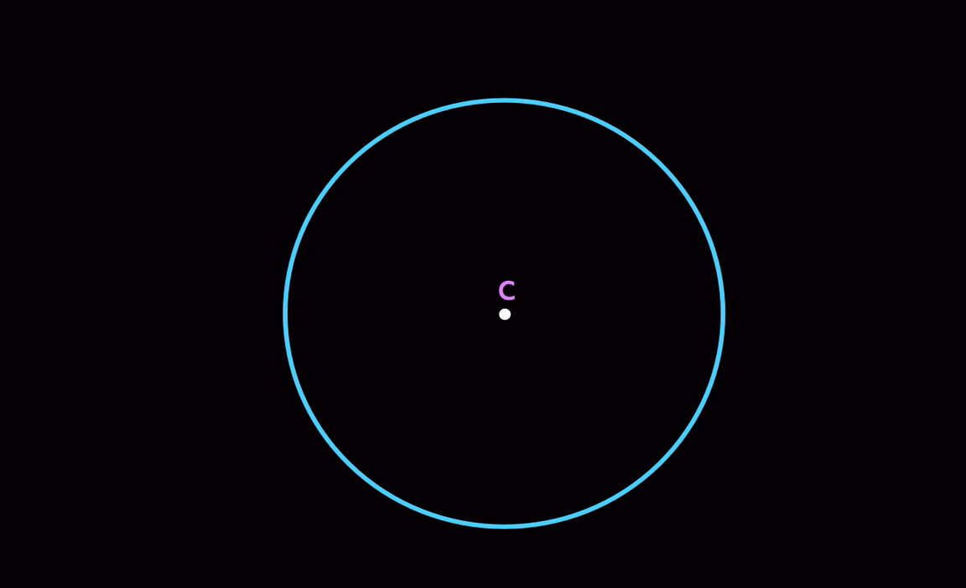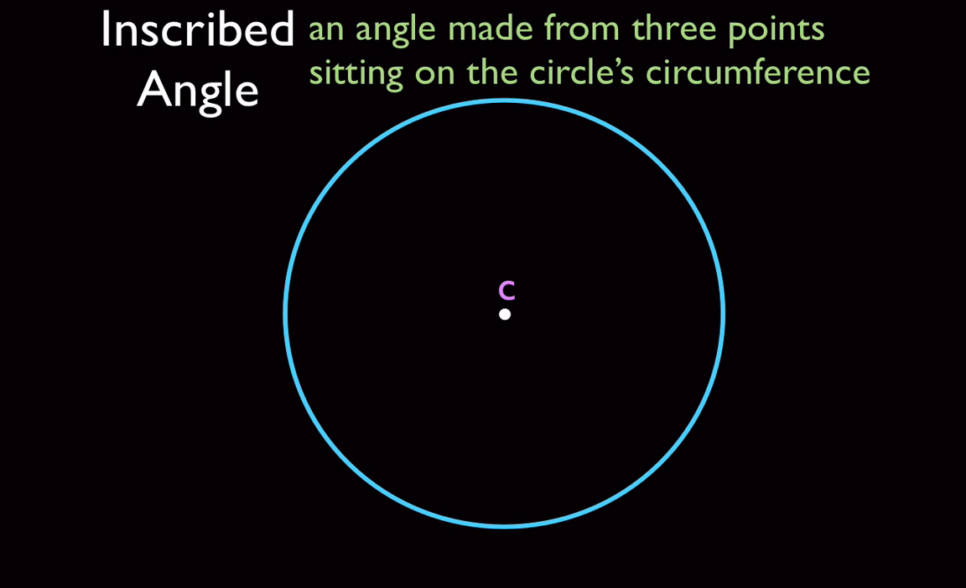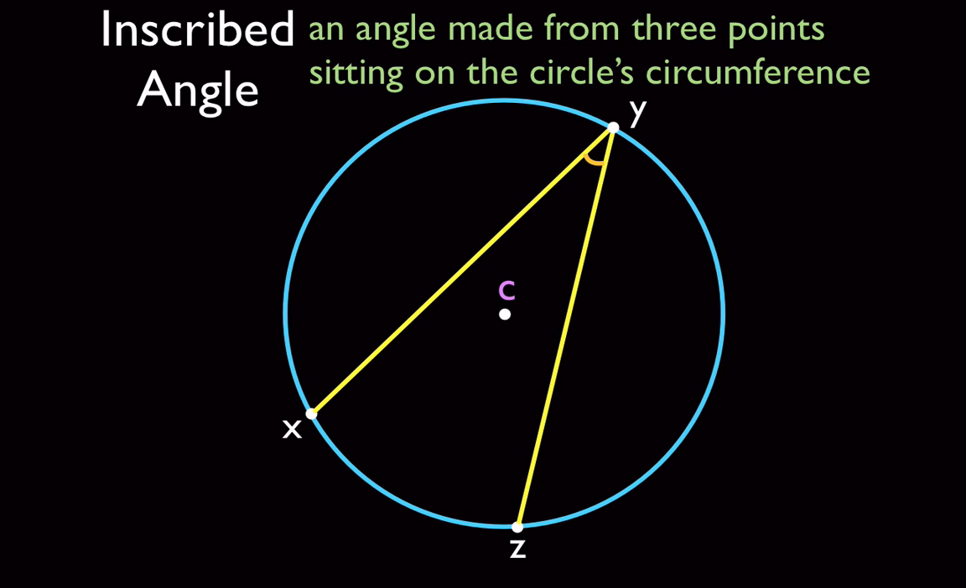Okay, an inscribed angle is the next one we're going to talk about. An inscribed angle, all 3 points are on the circumference of the circle. So if we pick any 3 points on the circle and we connect them, that creates an inscribed angle. These definitions will be important as we go forward, very important, so make sure you know them.